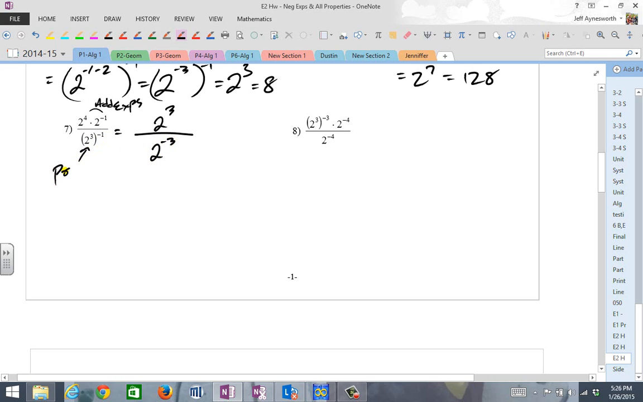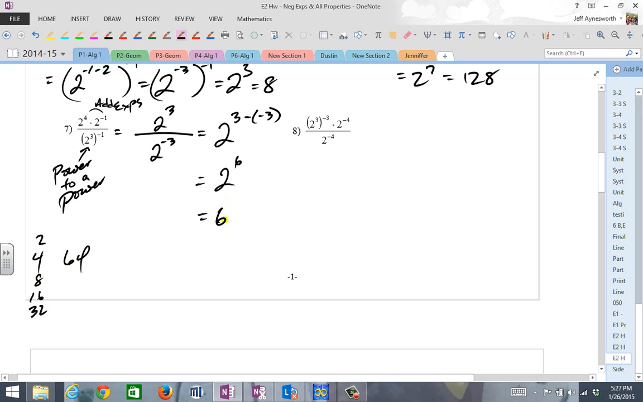Right here is a power to power. And now you're dividing like bases, so you subtract the exponents. So 3 minus a negative 3. Guys, that's not 0, that's actually 6. When you add the opposite, 3 minus a negative 3 is 6. 2 to the 6th power: 2, 4, 8, 16, 32, 64. So 64 here. See, what you want to do is just step it out.